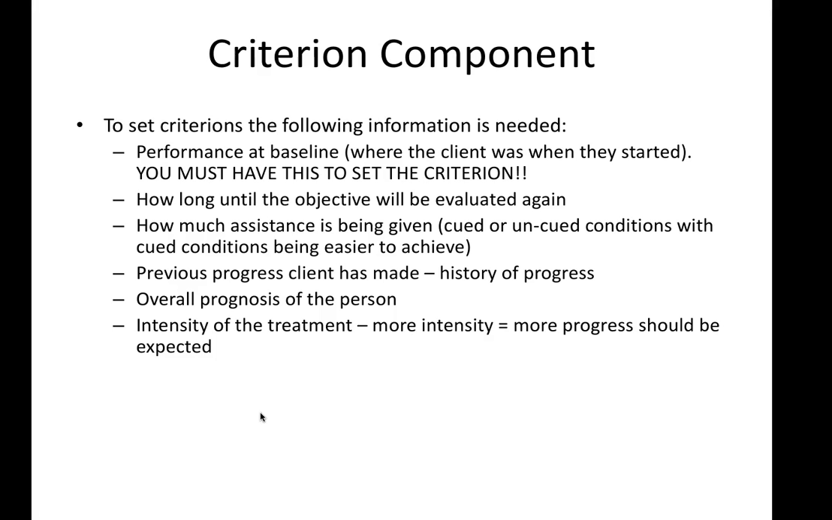You need to say how long it will be until the objective is evaluated again. When will you need to take that into account? So are you setting a criterion for where this person will be in 6 months? Or are you setting this criterion for where they'll be in 3 months? Or are you setting this criterion for where they will be in a week? That will change where you set the criterion. So if they started at baseline at 60% and you're going to report back in a week, you're probably not going to get to 80 or 90%. Right? So you have to think about how long will it be until you have to report back on this objective.